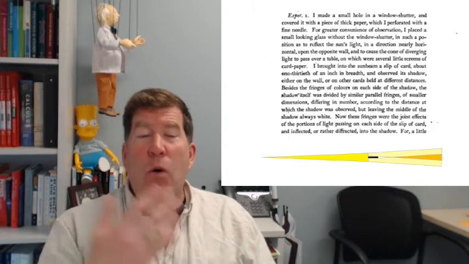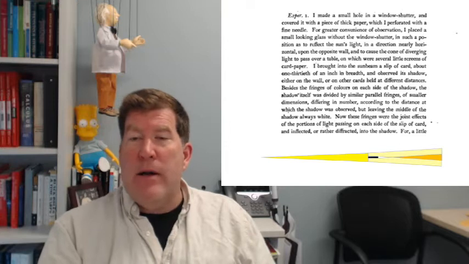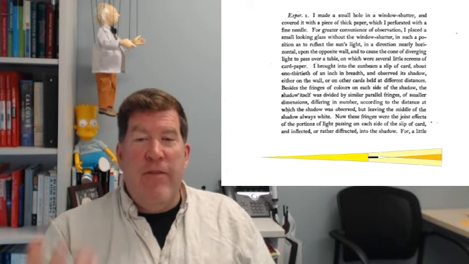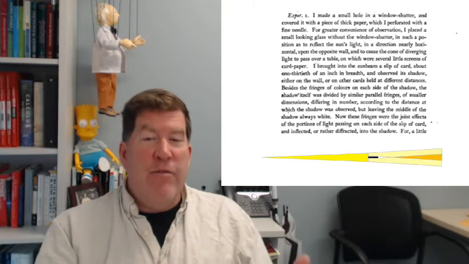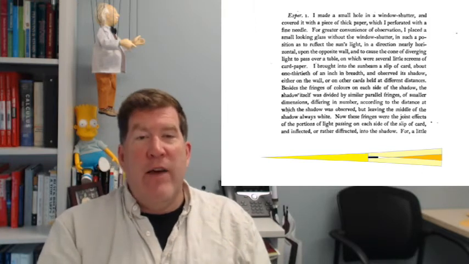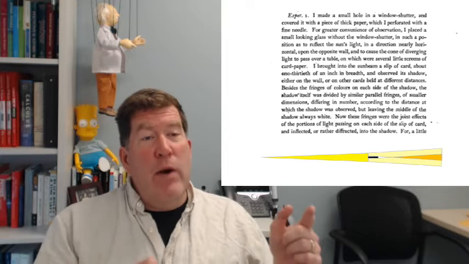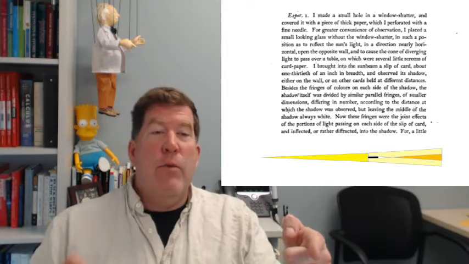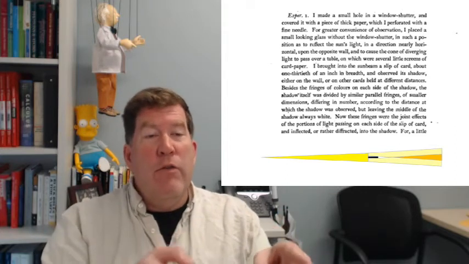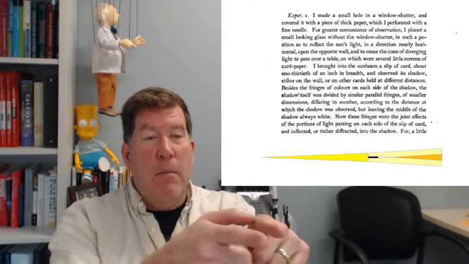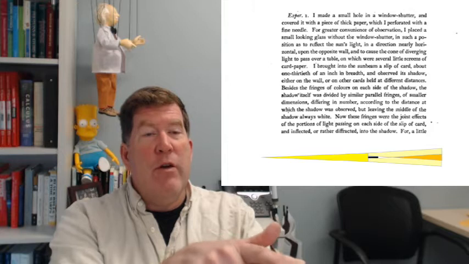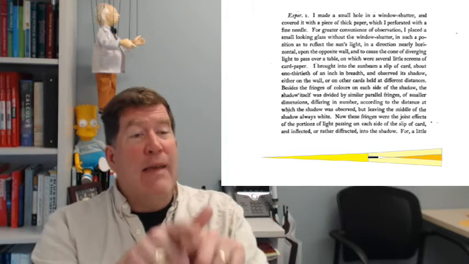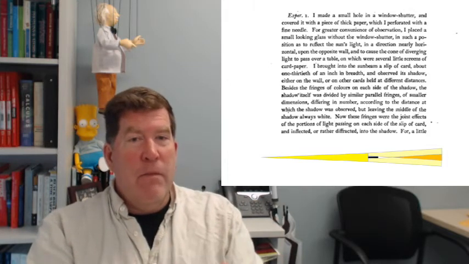Why does this happen? Well, Young says that in his report. He said, "These fringes were the joint effects of the portions of light passing on either side of the slip of card and inflected, or rather diffracted, into the shadow." So light that went around the left side of the card and light that went around the right side of the card, those light beams are bending into an area where they overlap. And when they overlap with each other, you're seeing an effect that is characteristic of wave behavior.